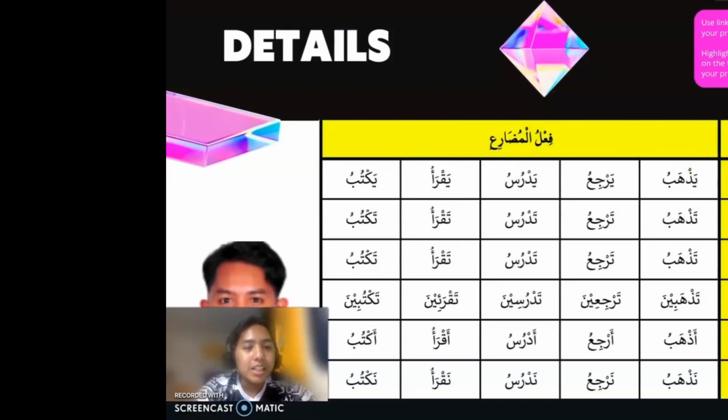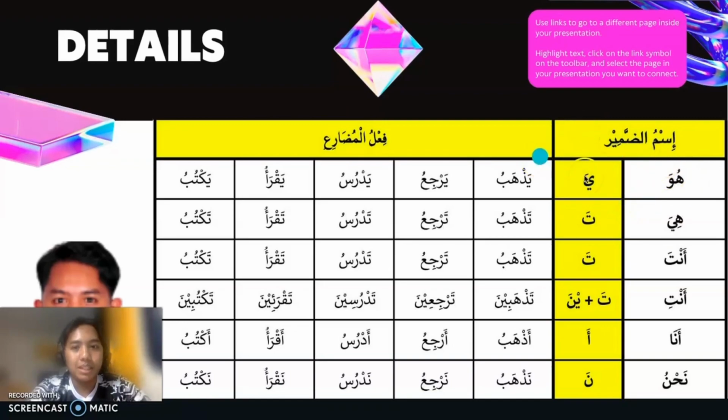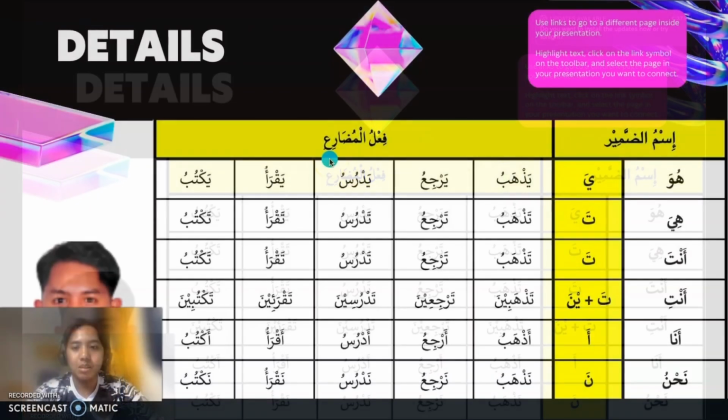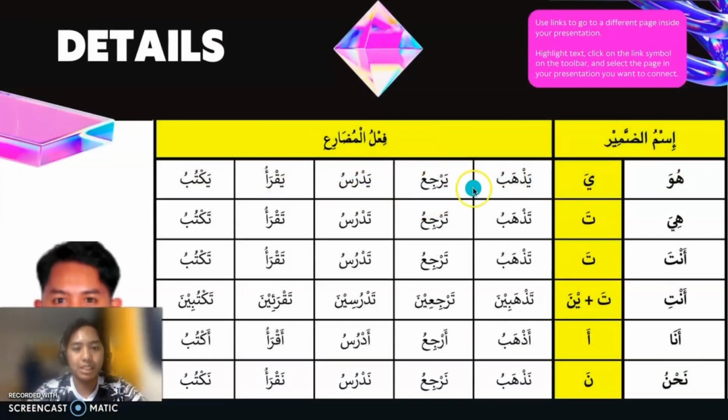Moving on, let's see how we could apply the fi'l mudari' in a sentence. For example, for ismul dhamir huwa, which means he, we add the letter ya in front of the verb. Almost most of the verbs such as yarji'u, yajrisu, yakra'u, and yaktubu. Here, hiya, which means she, and instead of ya we place the word ta at the front of every verb.